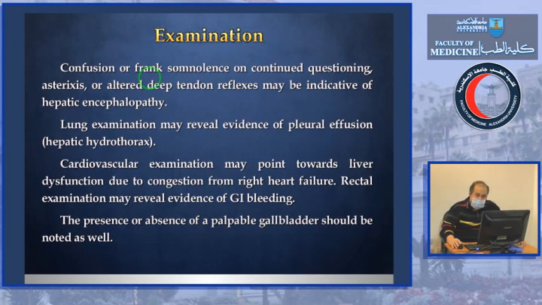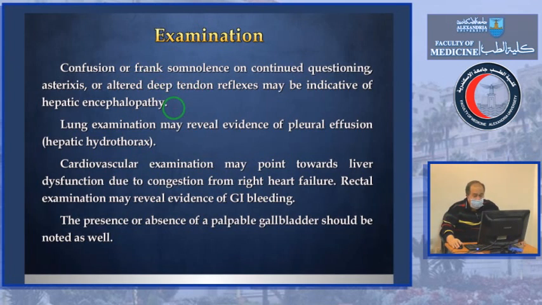The value of examination of the lung and the liver. In the patient with jaundice, if you find pleural effusion, this means that there is a hepatopulmonary syndrome and there is excessive fluid collection.